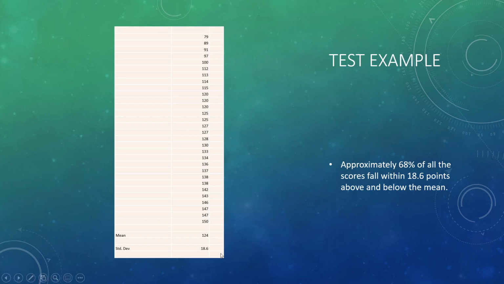The standard deviation for all of the test scores is 18.6. So that means approximately 68% of all the scores fall within 18.6 points above and below the mean. So our mean was 124, which is right here. That means that 68% of all of the scores fall within those 18 points, give or take this one standard deviation.